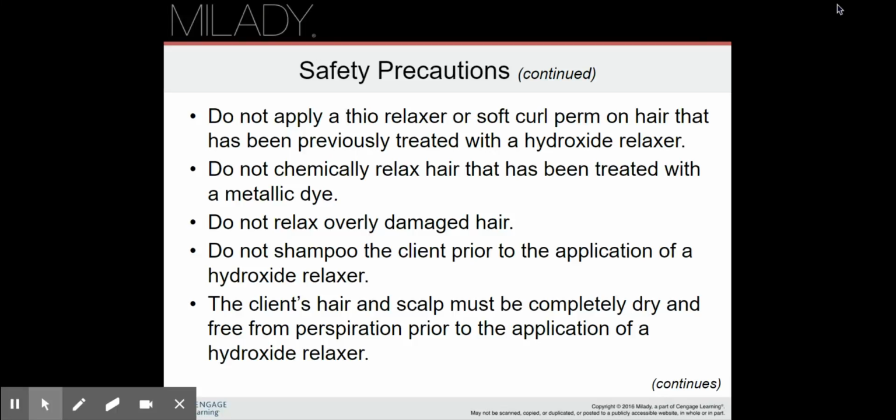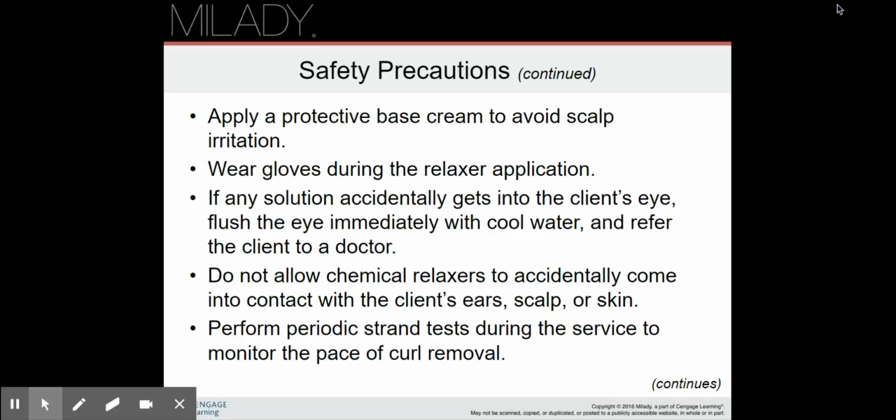Do not shampoo the client prior to the application of a hydroxide relaxer. The client's hair and scalp must be completely dry and free from perspiration prior to the application. Apply a protective base cream to avoid scalp irritation. Wear gloves during the relaxer application. If any solution accidentally gets into the client's eye, flush the eye or eyes immediately with cool water and refer the client to a doctor. Do not allow chemical relaxers to come into contact with the client's ears, scalp, or skin.